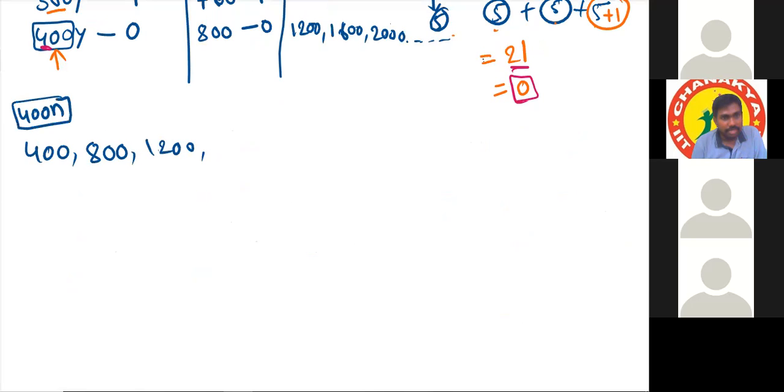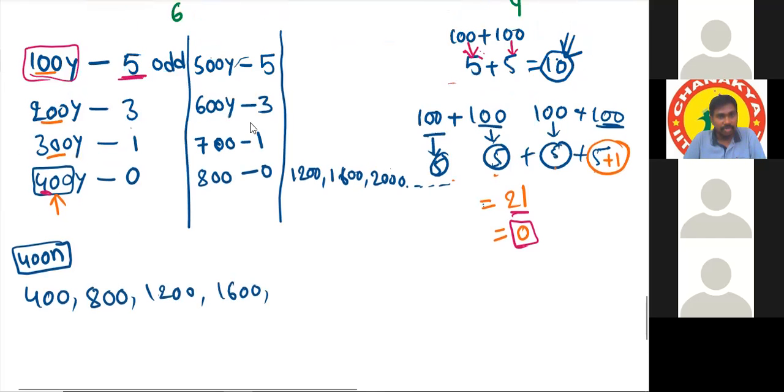If n is 1, it will be 400. If n is 2, 800. If n is 3, 1200. Maximum they can be 5 odd days, right? Maximum 5 odd days only.